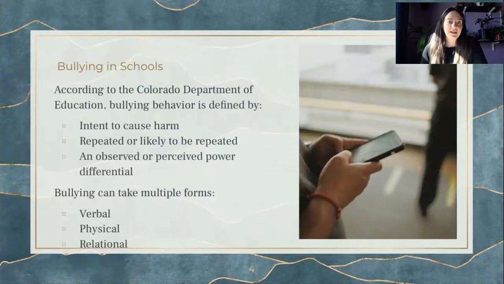If one student is intentionally causing harm to another, but the behavior is an isolated incident and there's no perceived power differential, I'll call it a mean moment to differentiate it from bullying. If multiple peers are in disagreement with one another, but there's no power differential and no one is intending to cause harm, I'll simply use the word conflict.